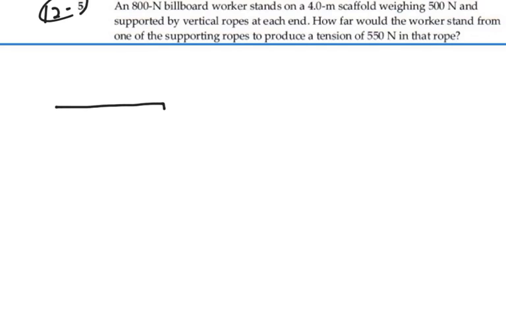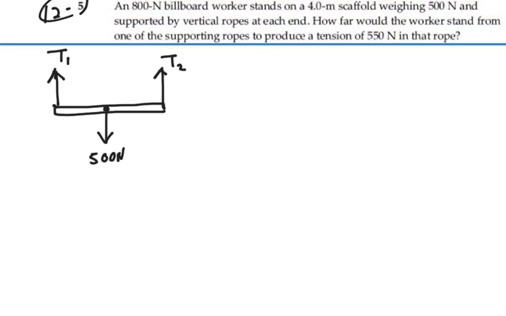Here's our scaffolding. And we know we have 2 ropes on it, so there's going to be, let's call it tension 1 in rope 1 on the left, and let's call it tension 2 in the rope on the right. We know the scaffolding has weight, and that's acting at its center of mass, so the weight of the scaffolding is 500 newtons right at the center of the mass, right there.